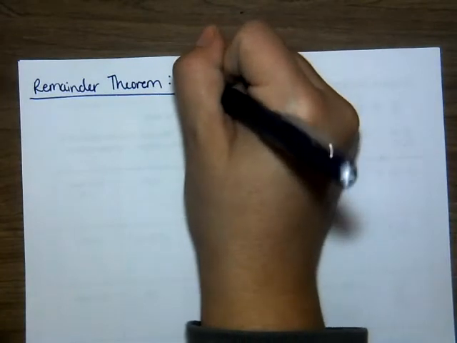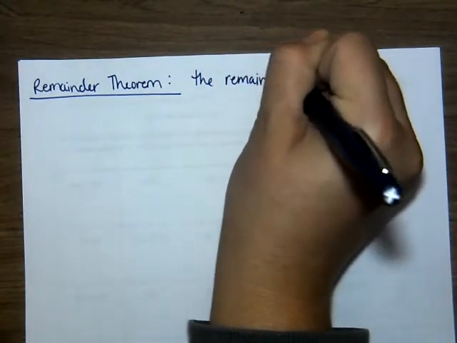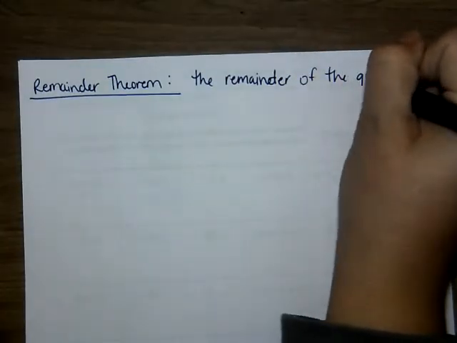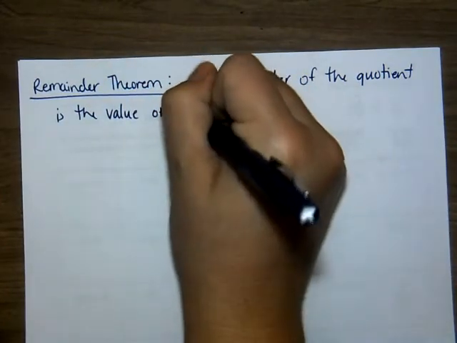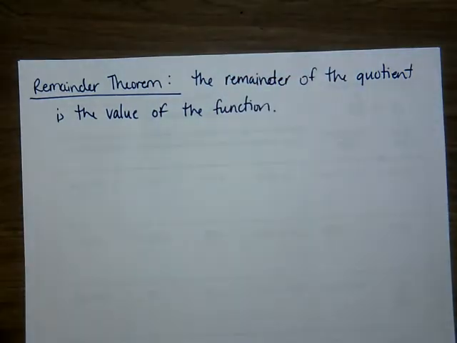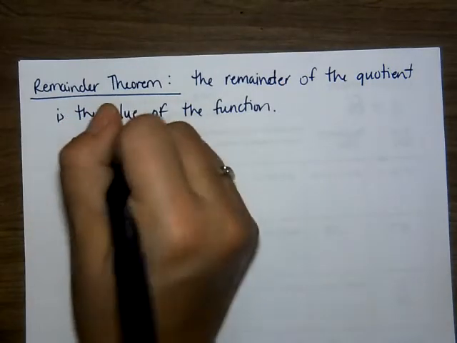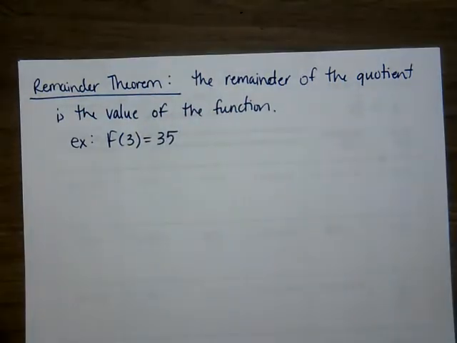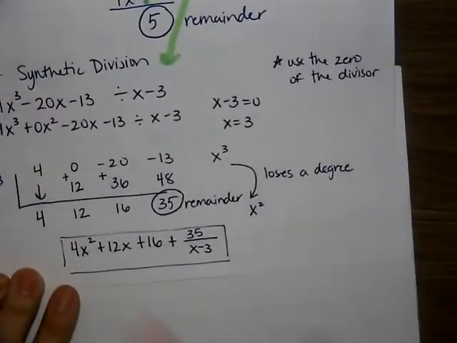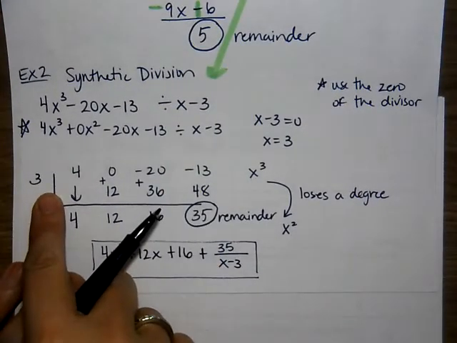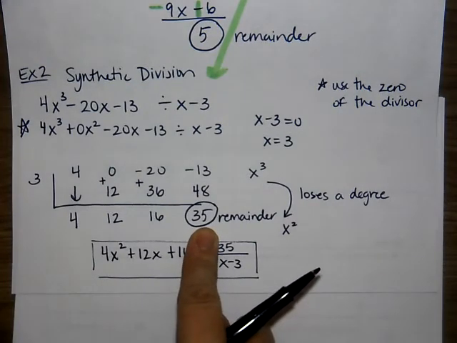So the remainder theorem. The remainder of the quotient is the value of the function. So for example, f of 3 was equal to 35. I'm referring to the previous example. When I took my function and I plugged in 3, so I did synthetic division with 3, I got a remainder of 35. This is the remainder theorem.